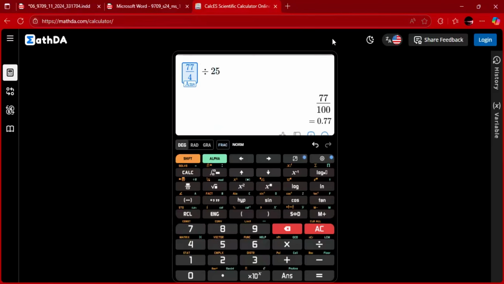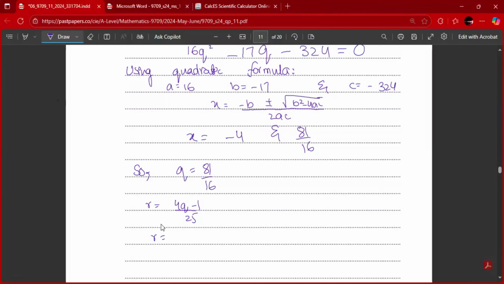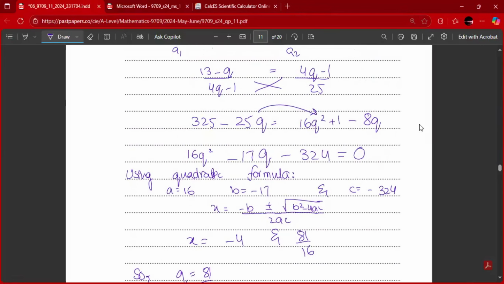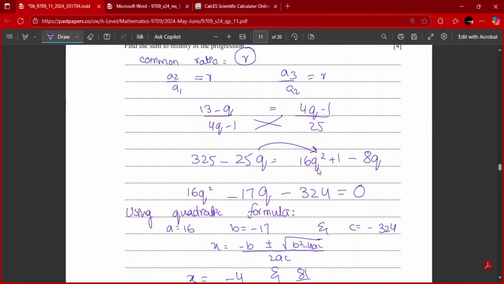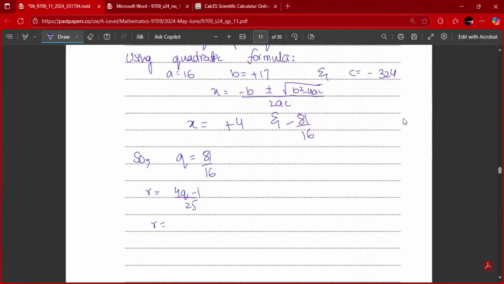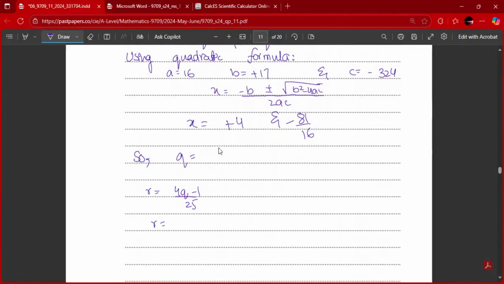0.77. I feel like I'm doing something wrong. Let's check the steps. 16 square. Let me start. 16 square plus 1. This both gets negative. Okay, this is positive. Oh my god, why do I make stupid mistakes? This is positive, meaning that this one would then be negative and then this one be positive. Then keep going. Why did I make this mistake?